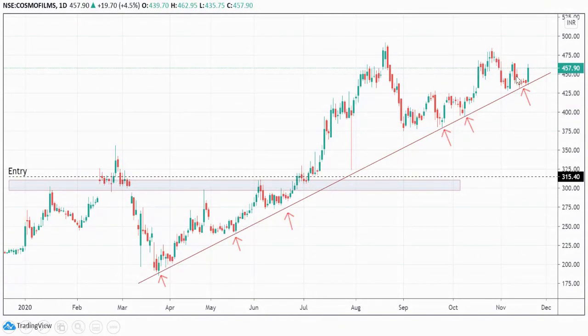The third example is that of Cosmo Films. We have already discussed that in our earlier videos, and here also we will combine demand zone and trend line. As you can see, this is the trend line. This is valid. It has a lot of touch points, and a valid entry point was on this candle because this was the previous supply zone. Here the supply zone was broken, it changed into a demand zone, and the entry was somewhere around 315-316 rupees.